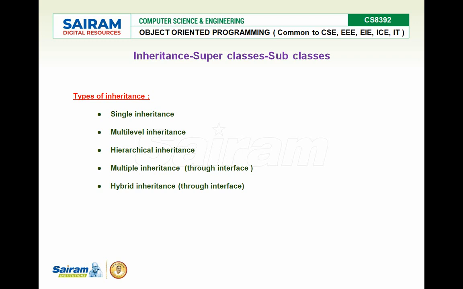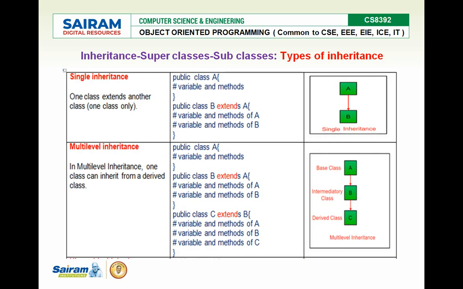Now we'll see the types of inheritance. We have 5 types of inheritance: single inheritance, multi-level inheritance, hierarchical inheritance, multiple inheritance, and hybrid inheritance. The last 2 are implemented or achieved through interfaces, because a class doesn't support multiple inheritance and hybrid inheritance. Let's see one by one the syntax and example with the diagram. We'll start with single inheritance.